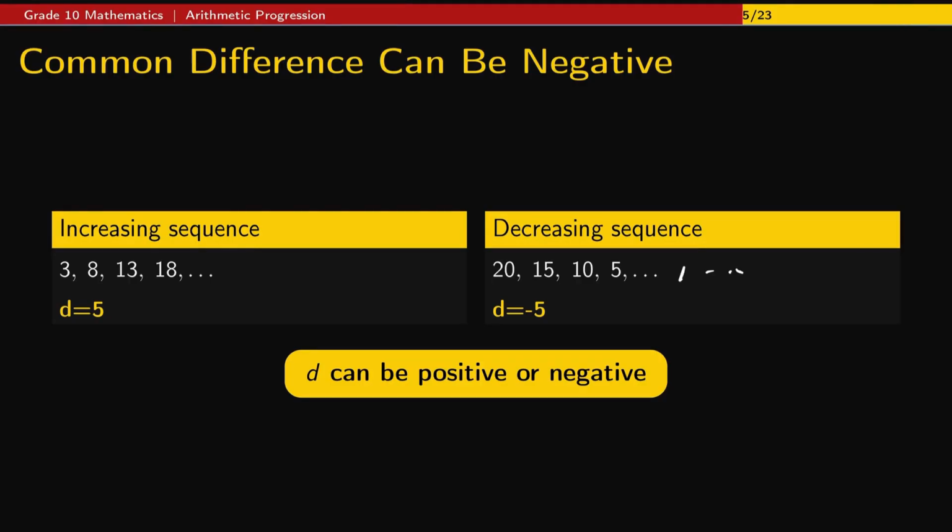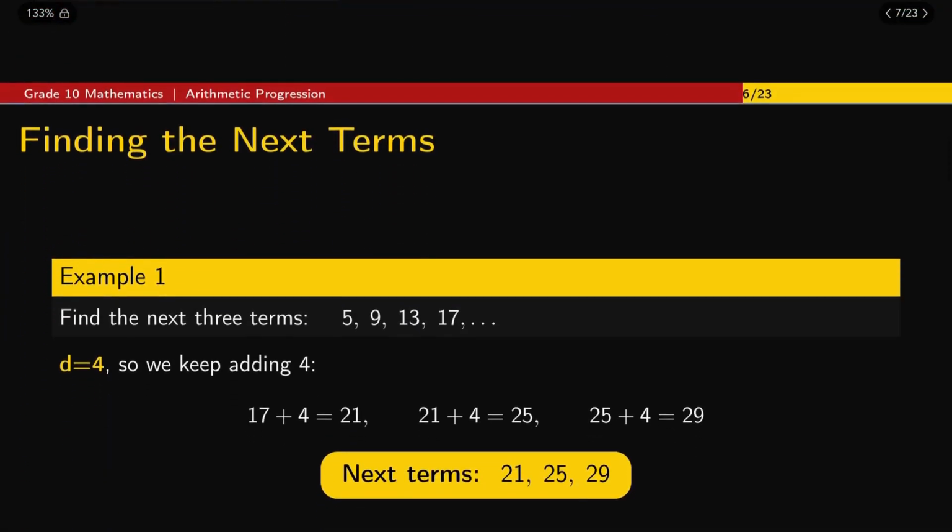All right. Now, the question is, can the difference between terms be negative? The answer is yes. Look at this sequence which is decreasing. Remember you are taking the succeeding term minus the preceding term, right? You don't start from left to right. You subtract right to left, okay? So 15 minus 20 is negative 5. 10 minus 15 is negative 5. So the difference here is negative. So don't worry if you find the difference is negative or positive, as long as you do the right term minus the left term.